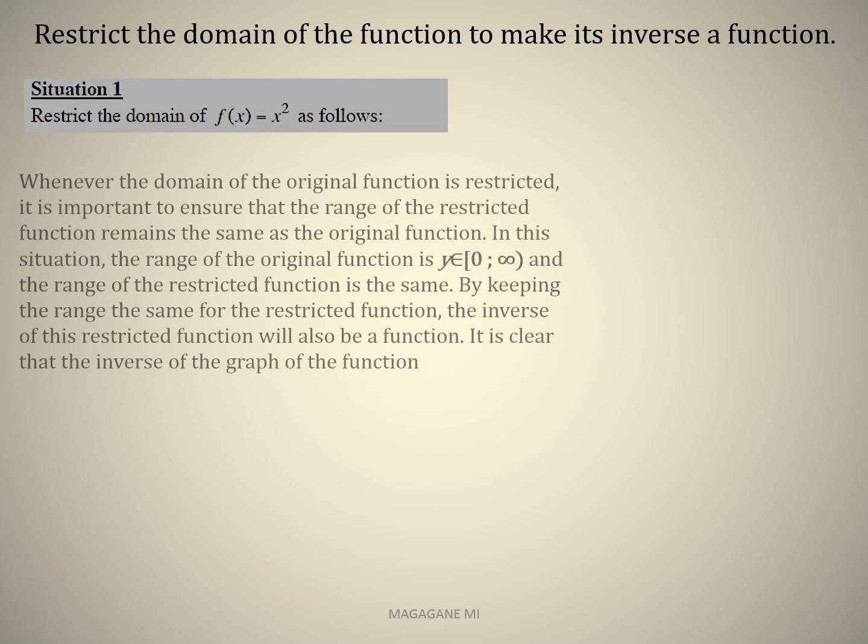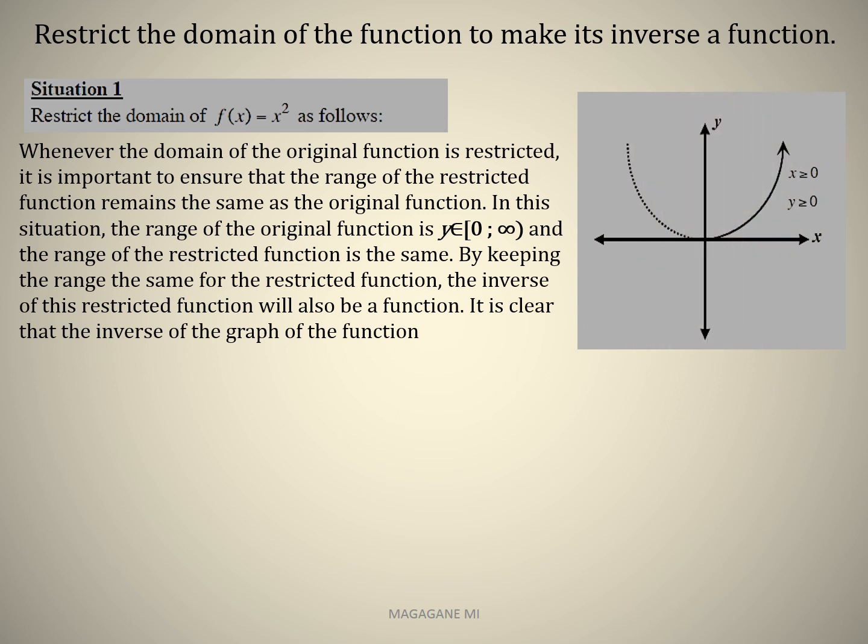For f of x equals x squared, like the previous graph, we've restricted the domain. So our x values will start from 0 up to positive infinity. And our range remains the same. We don't change the range. So we only look at the x values from 0 up to positive infinity, so x is greater than or equal to 0. We don't look at the negative side. The dotted part shows that we didn't use the negative. We only deal with the positive.